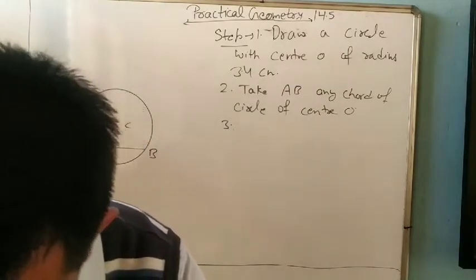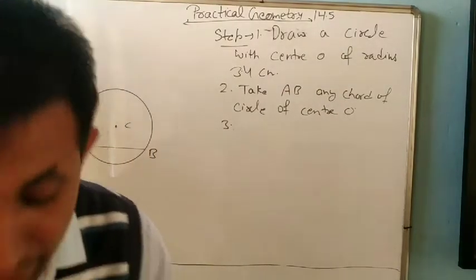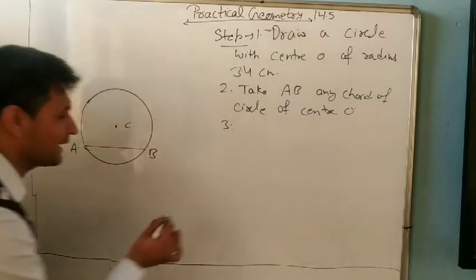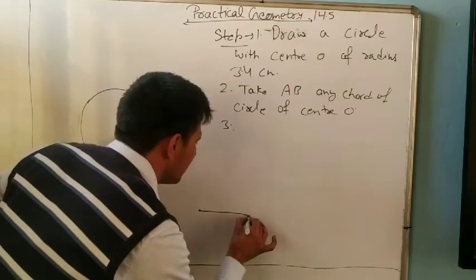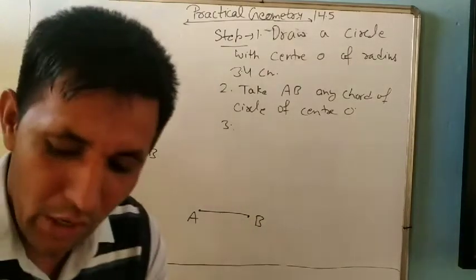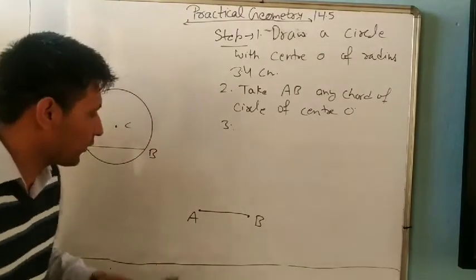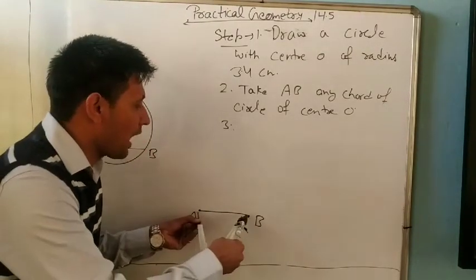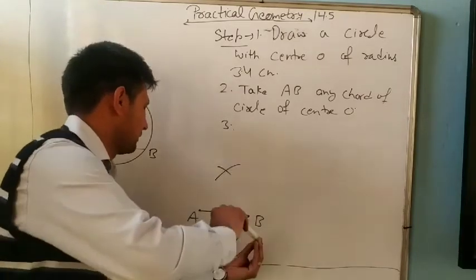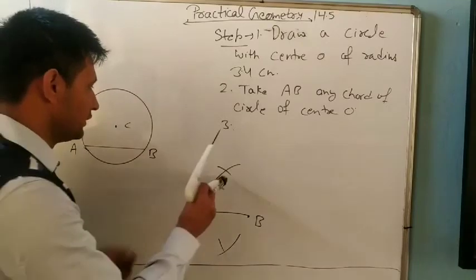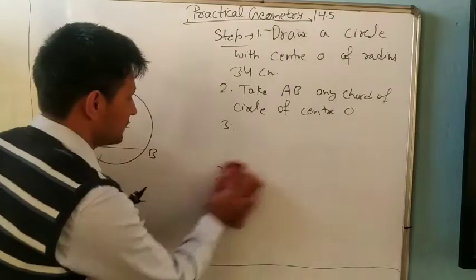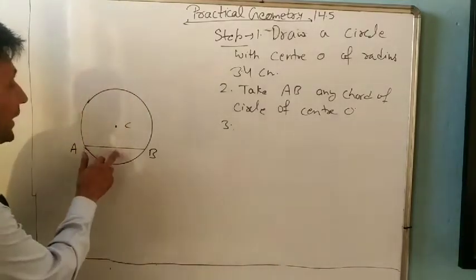Next is given: construct the perpendicular bisector of AB. It is very simple. AB is like a line. If I say it is AB and take its perpendicular bisector, how will you take it? How will you take the perpendicular bisector of AB? Open more than half. Draw one time here, one time here, here, and here, and we will join it. It is the perpendicular bisector.